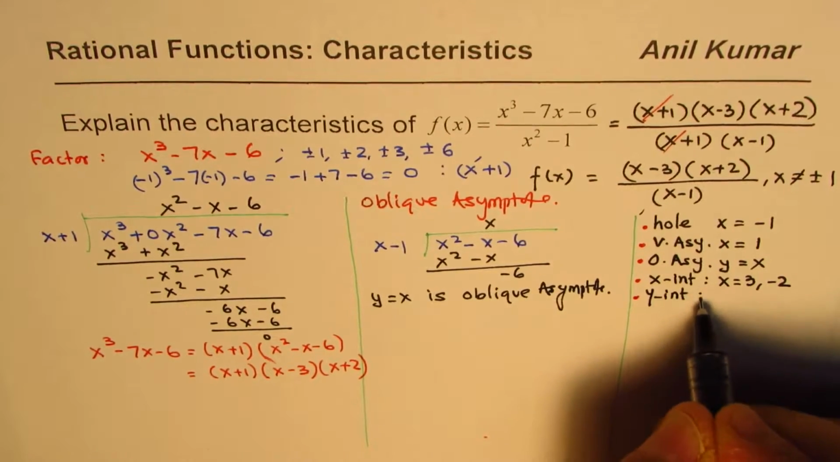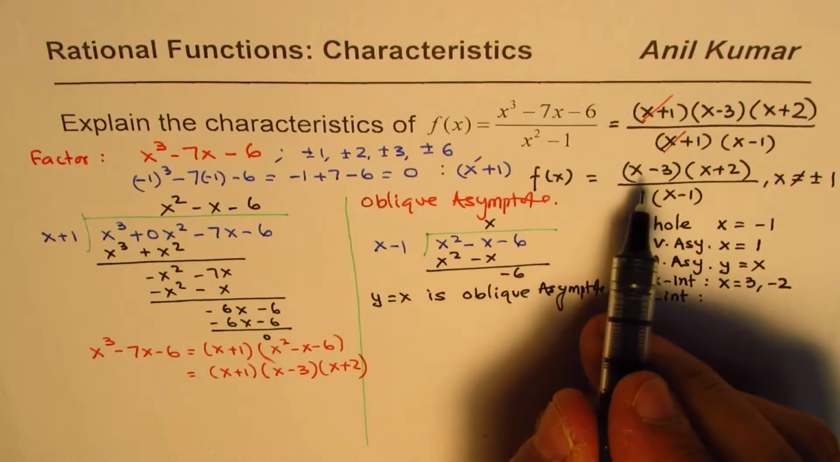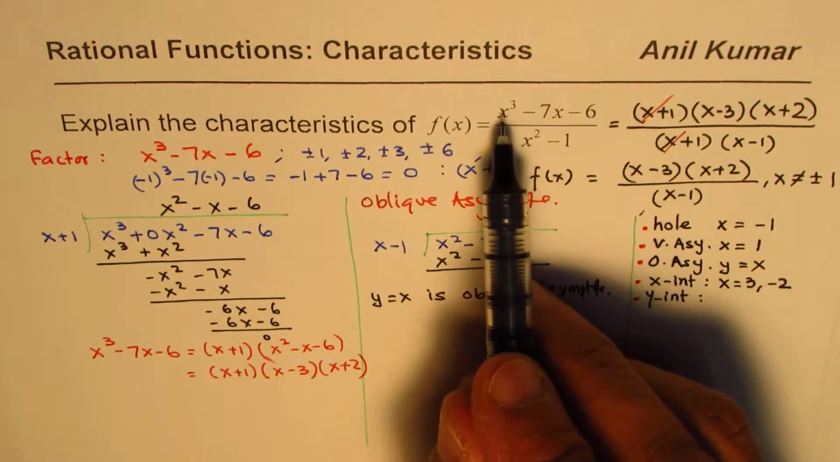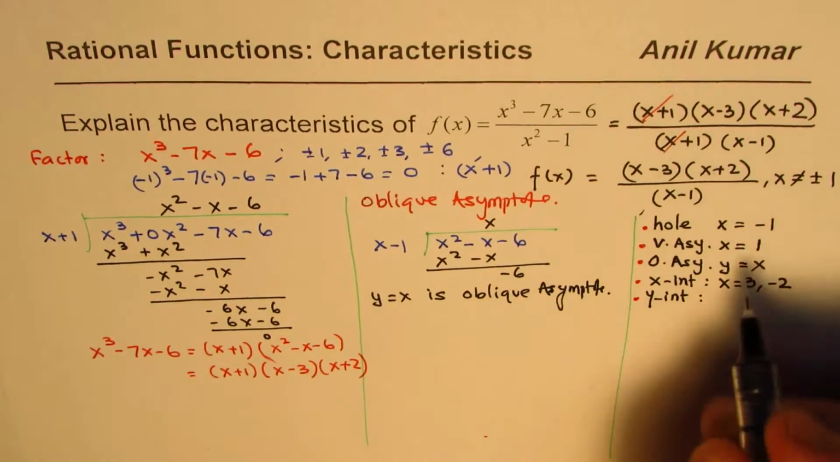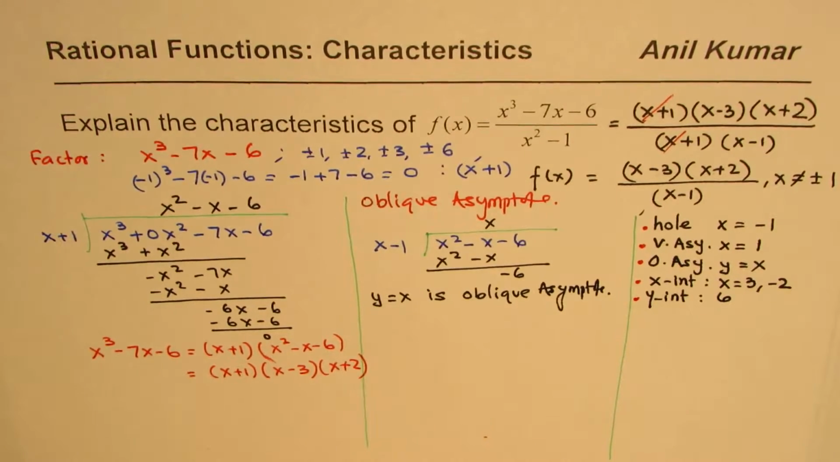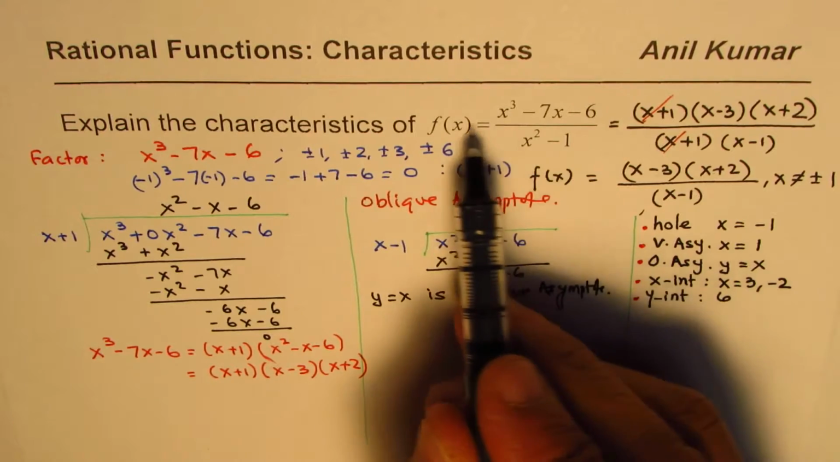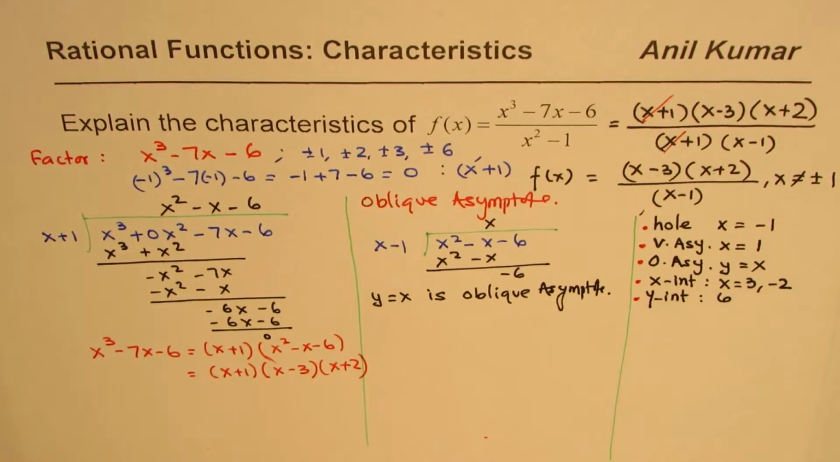Y-intercept is when x is 0. So if I write x as 0 in this equation, then minus 6 over minus 1, that is 6. So the y-intercept is 6. Okay, the y-intercept is known to us, and we also know the x-intercepts, holes, and asymptotes.